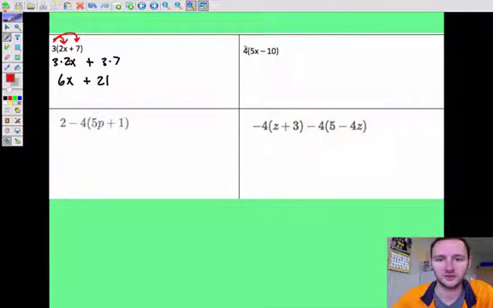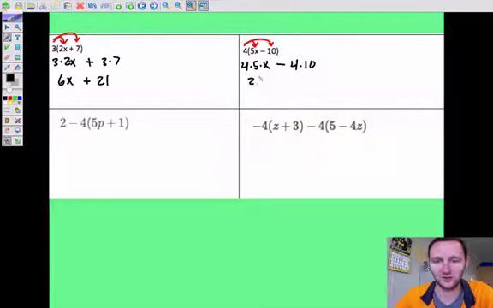In the next one, draw in your little rainbows. 4 times 5x, 4 times 5 times x. Copy down a minus. The second part, 4 times 10.